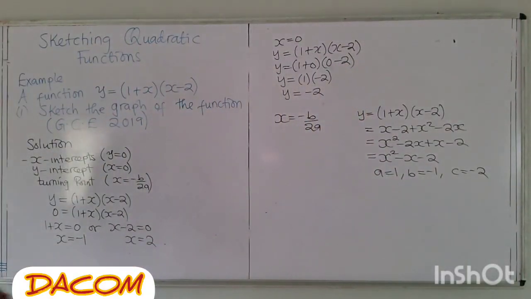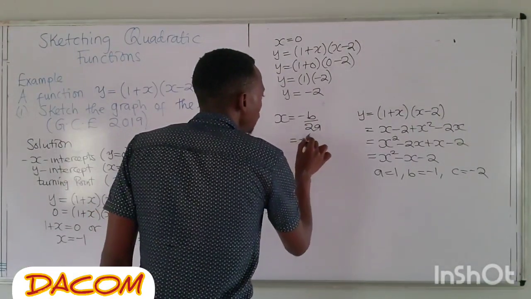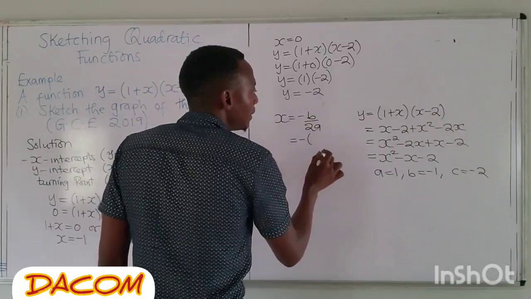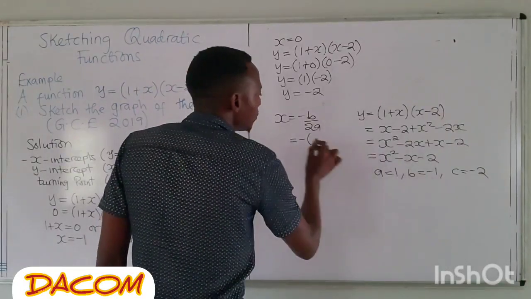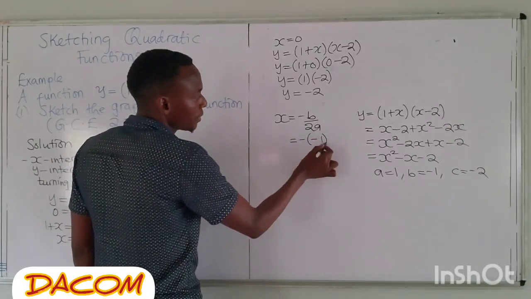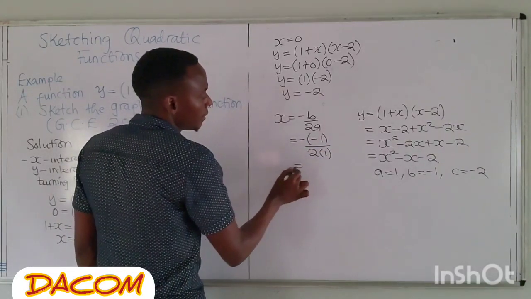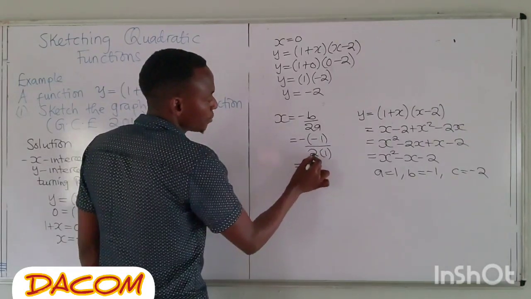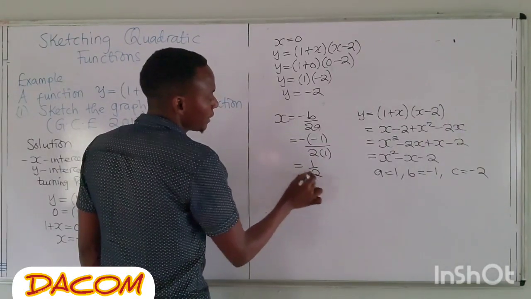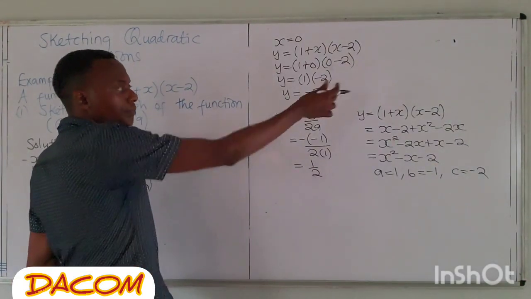Having found our a, b, and c, now we can easily find the turning point. Our b is negative 1, and in the formula we have the negative, so we substitute negative of negative 1 over 2 times a, and a is 1. Negative times negative is positive, and 2 times 1 is 2. So x is a half.